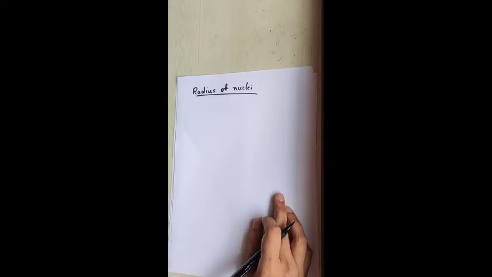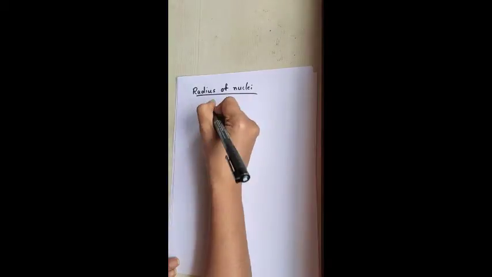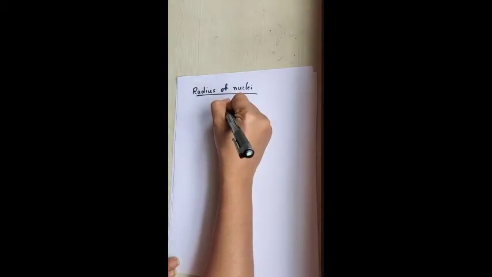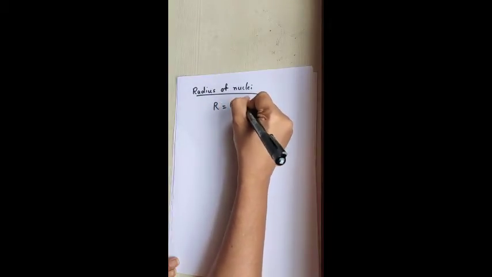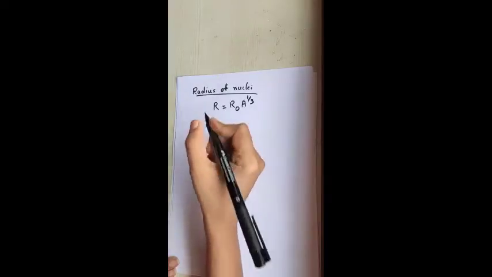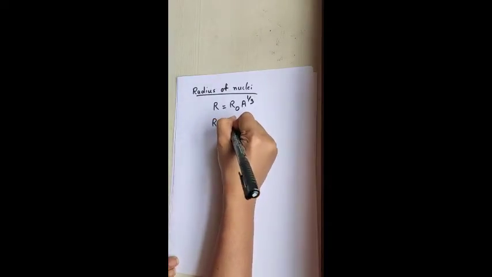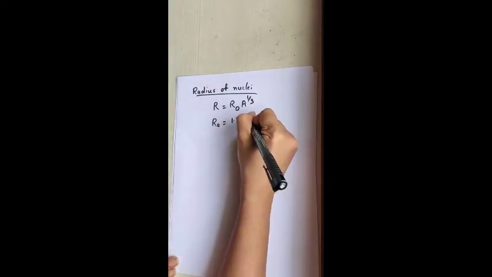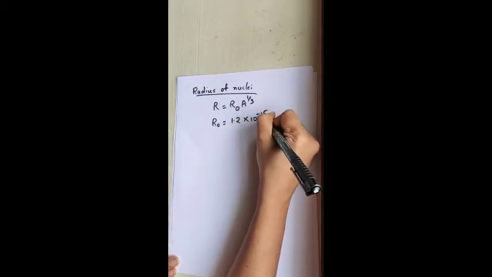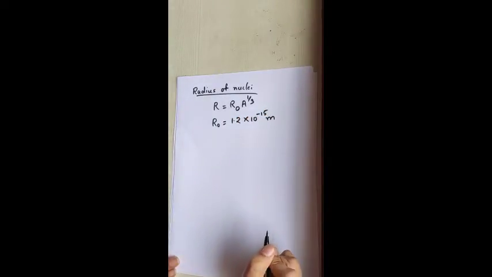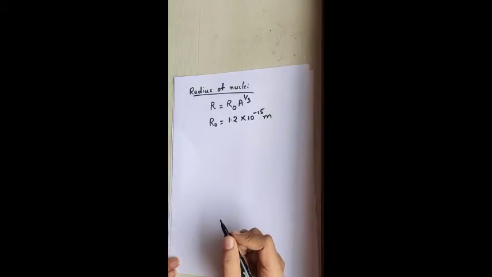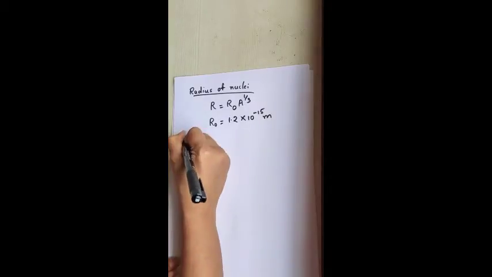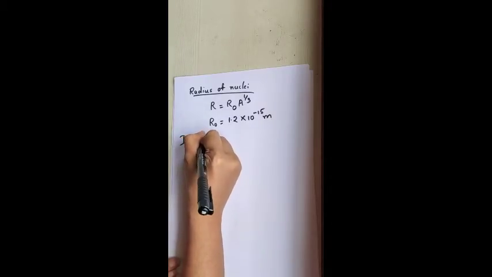Yes, next topic is regarding the radius of the nuclei. Most nuclei are approximately spherical, and the formula we use to calculate the radii of the nuclei is R equals R0 into A power 1 by 3, where R0 is a constant, and its value is 1.2 femtometer, that is 10 power minus 15 meter. So when we know the radius of nuclei, as the nuclei are almost spherical in shape, we can calculate the density of the nucleus.